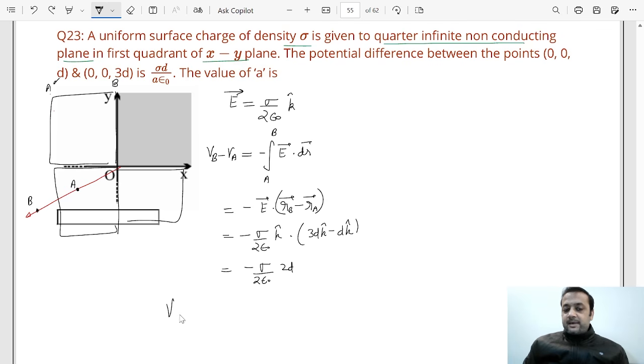So that means VA minus VB. This is VB minus VA, so VA minus VB will be sigma into d upon epsilon naught. This is the value of VA minus VB. This is the potential difference.